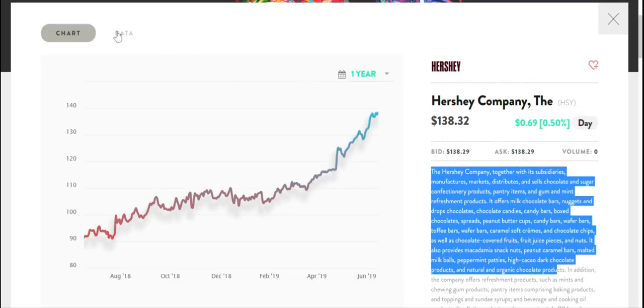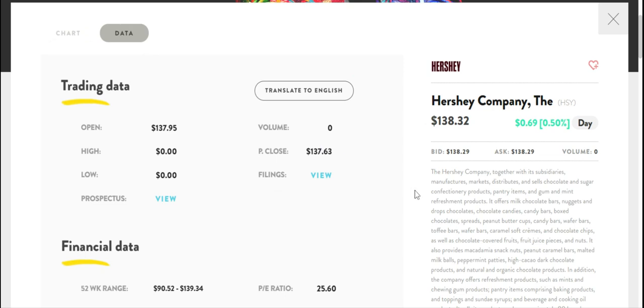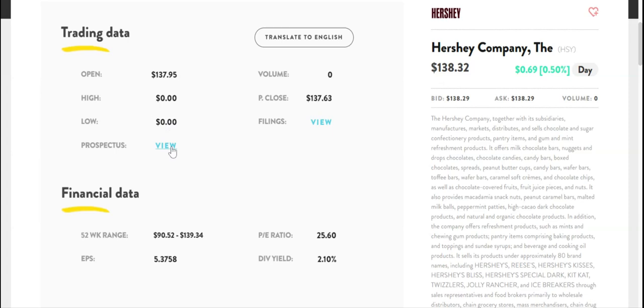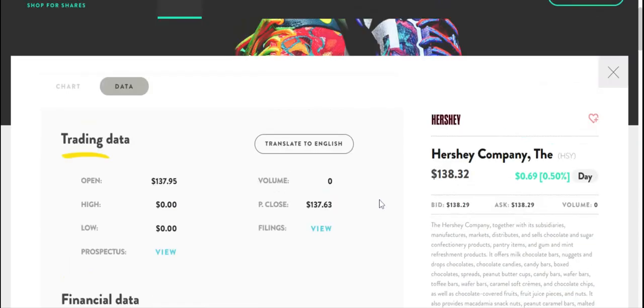There's probably a bit more information. You've got data, open, high, low, prospectus, volume, view, filings. I've never bothered clicking on any of these. There's some very, very basic financial data there. Prospectus could be interesting. It won't probably appear. But there's certainly a lot more information that you can have a look at. But I'd just say to you, have fun, look at the companies.